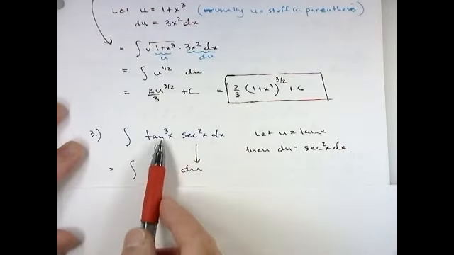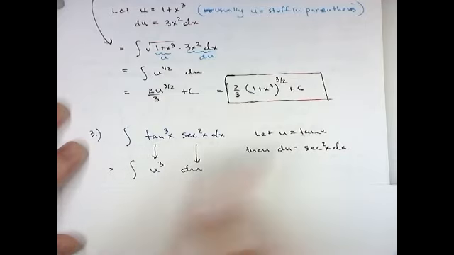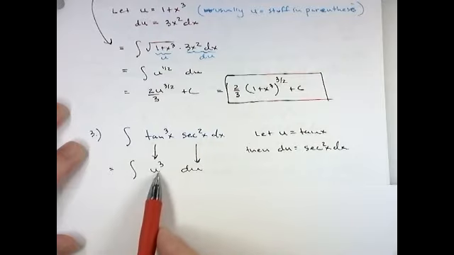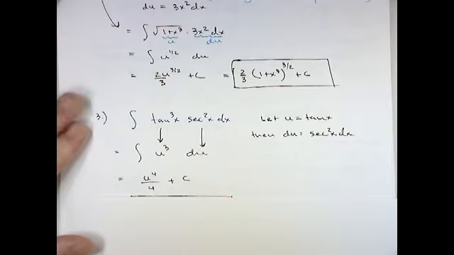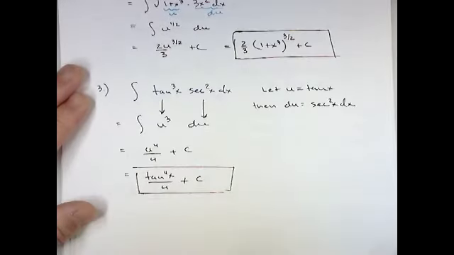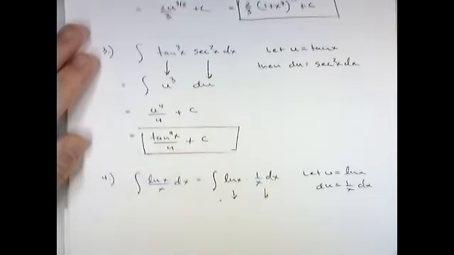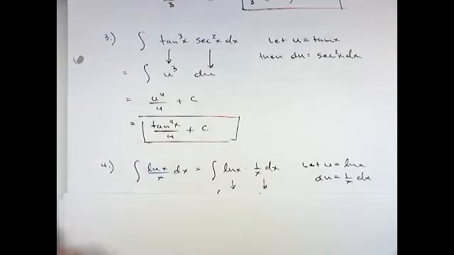Also realize I don't need to let u equal tangent cubed. It's enough to just let u be tangent of x, because I can always just think of this as u cubed, and I can integrate that, right? That becomes u to the 4th over 4 plus c, and then substitute back in your u. You've got your answer.